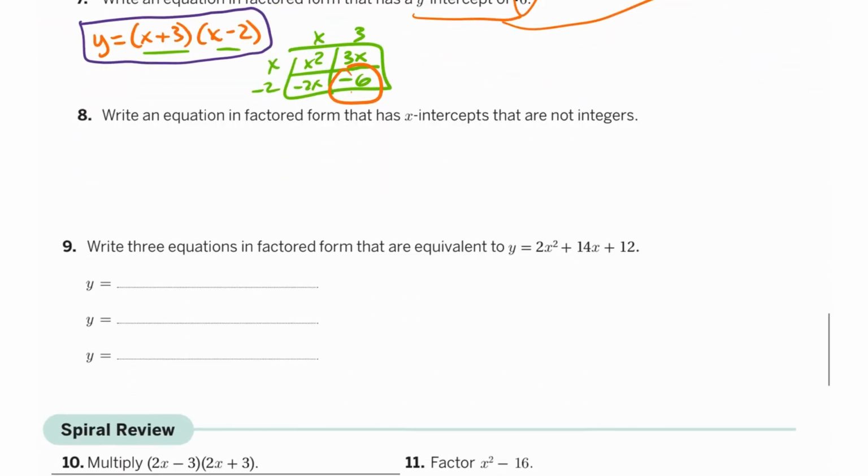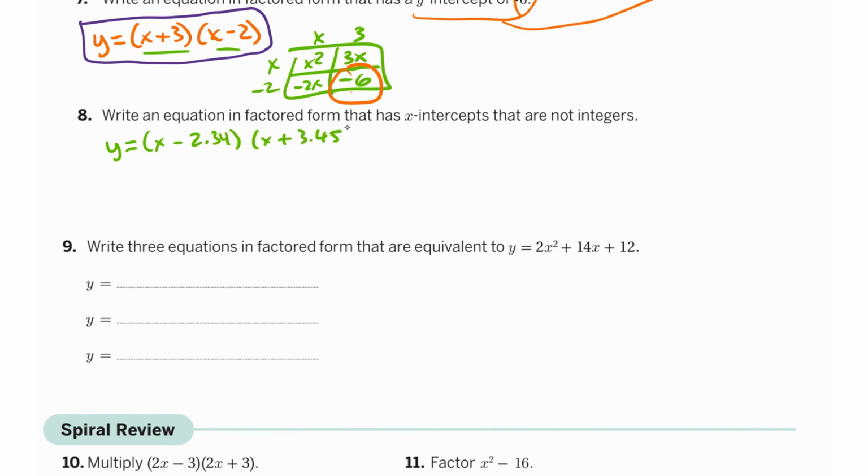Number 8, write an equation in factored form that has x-intercepts that are not integers. Okay, this one here, pretty straightforward. Like you've seen a couple different things in lessons. Let's give you two different types of answers here. One, you could just say x minus 2.34. Those are not integers.